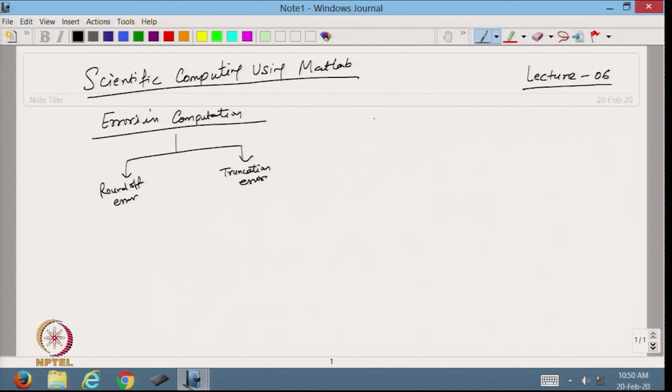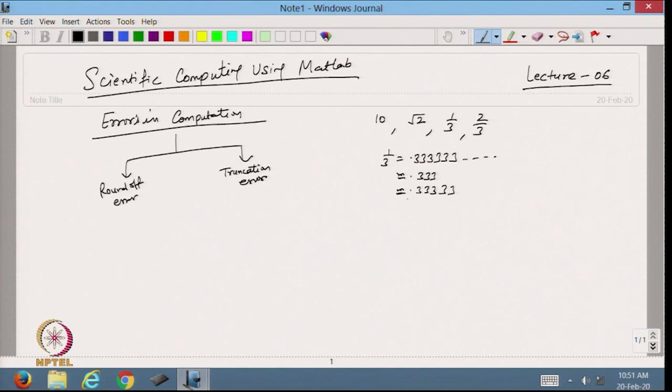Round off error means that suppose I have a number 10. In the computer if I am dealing with 10, there is no problem, there is no error. But suppose in the computer I want to use square root of 2, or 1/3, or 2/3. The computer is going to have 1/3, which is basically 0.33333 and so on. This is the number we have in floating point form. So in the computer, suppose I take the approximate value of 1/3 as 0.33333, and I stop here.